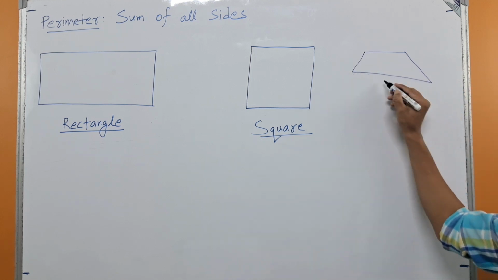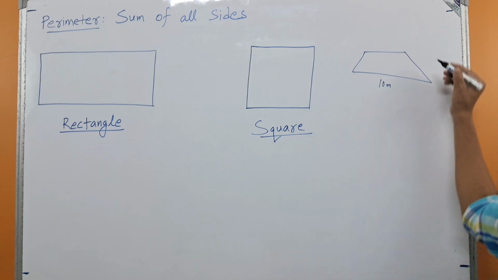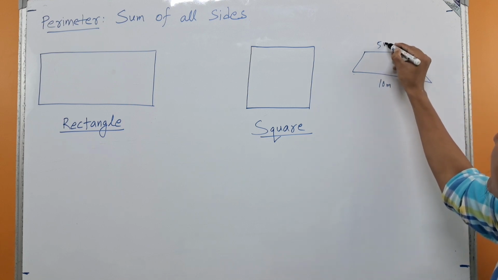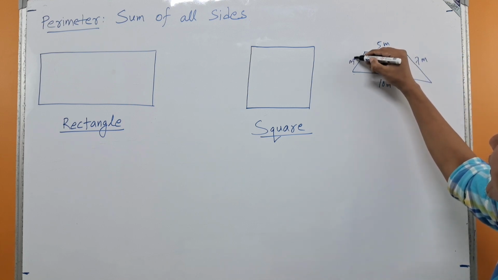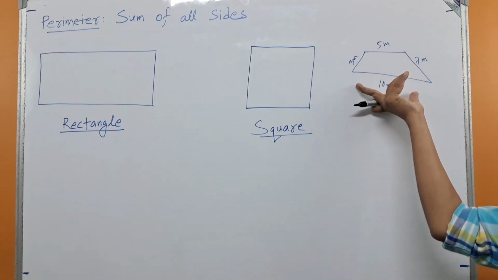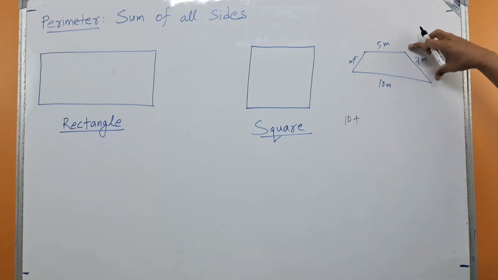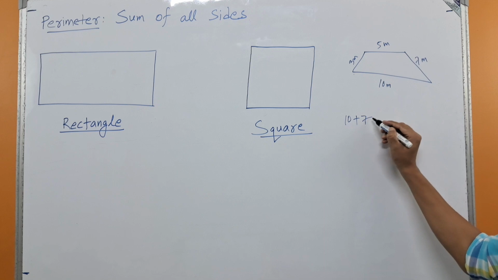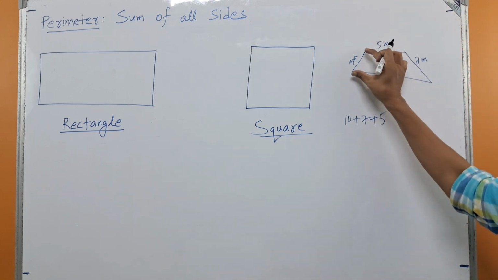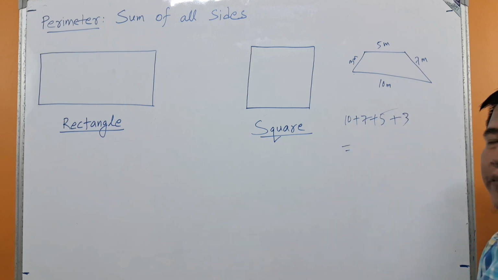And length of this side is 10 meters. Suppose we have this side measuring 10 meter. Length of this side is 7 meter. And length of this side is 5 meter. And length of this side is 3 meter. So the perimeter of this figure is length of this side, that is 10 meter, plus length of this side, 7 meter, plus length of this side, that is 5 meter, plus length of this side, that is 3 meter.